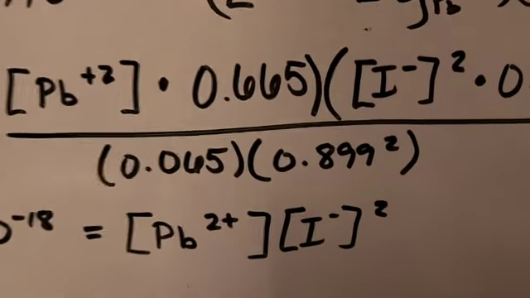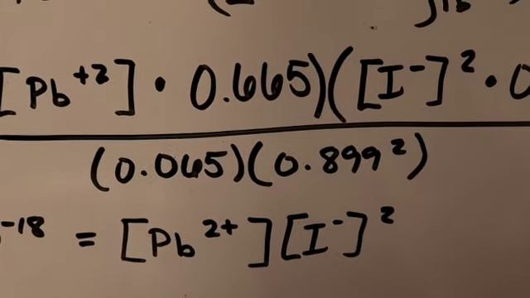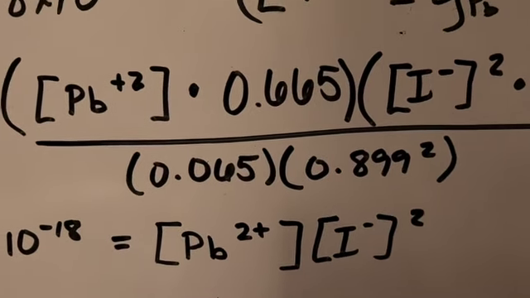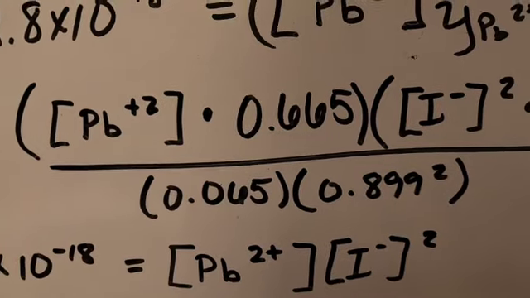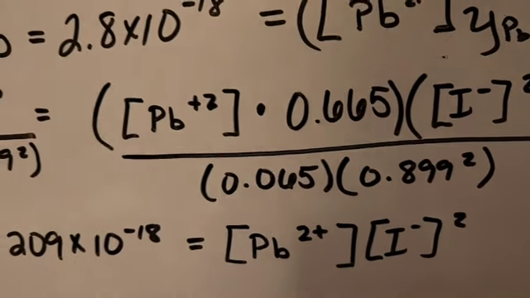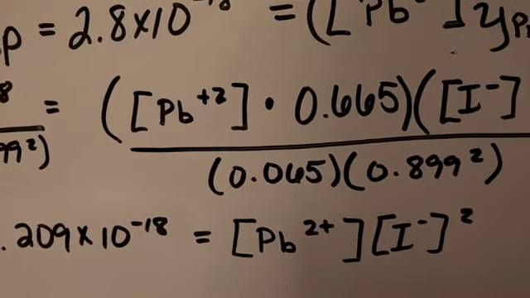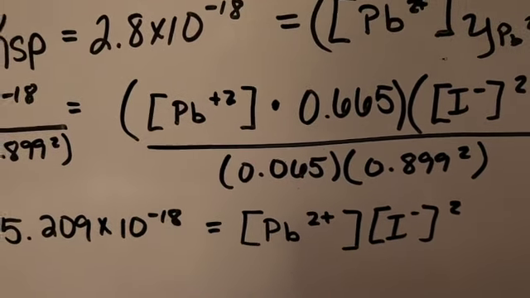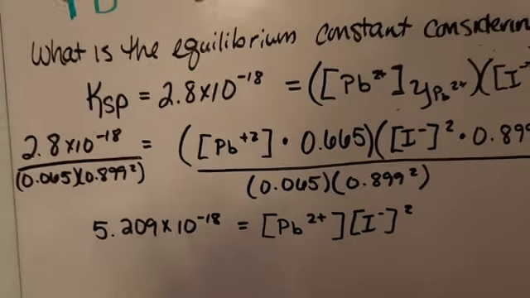It's going to be equal to our lead 2+ times our iodide concentrations. Okay, and the iodide is still squared. We do not have to go further than this because we're not looking for an actual value for the concentrations. We're just looking for the Ksp expression. So that is how you solve that equation.